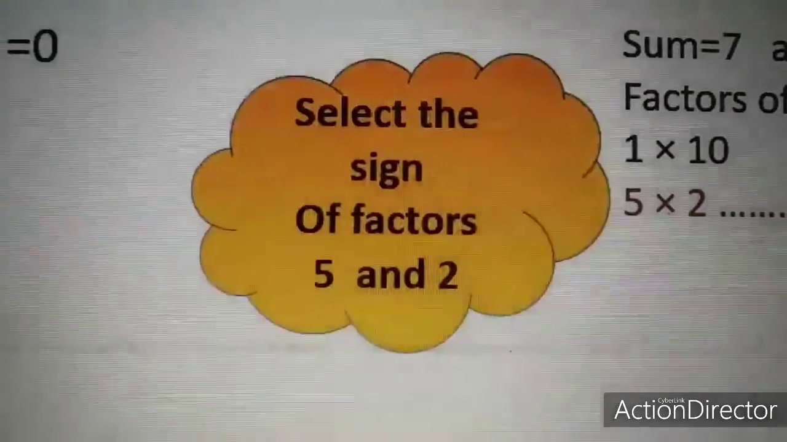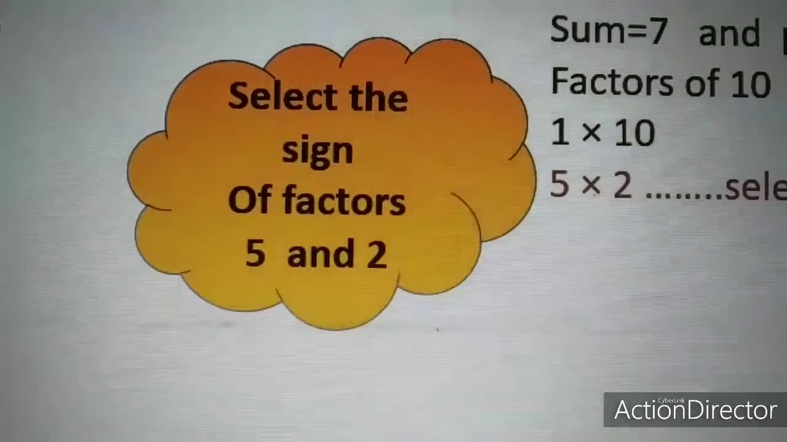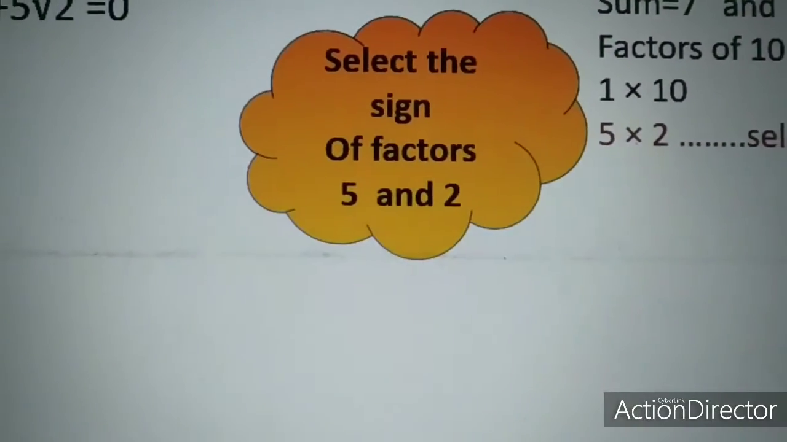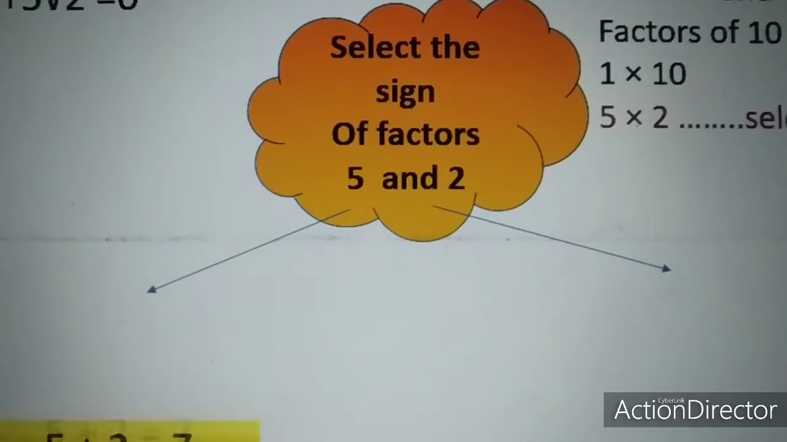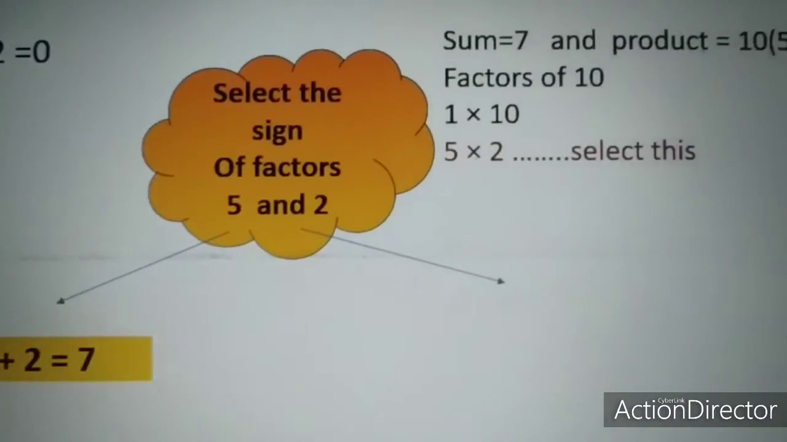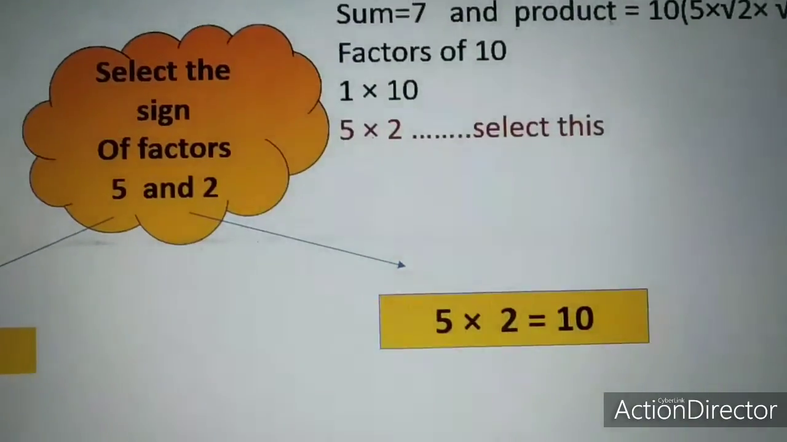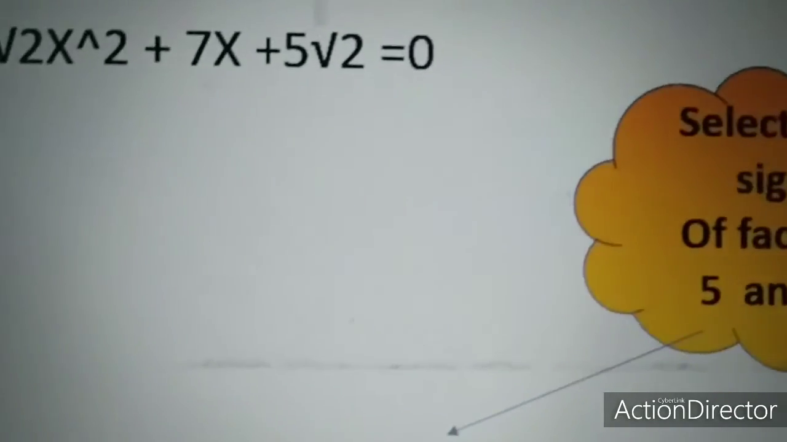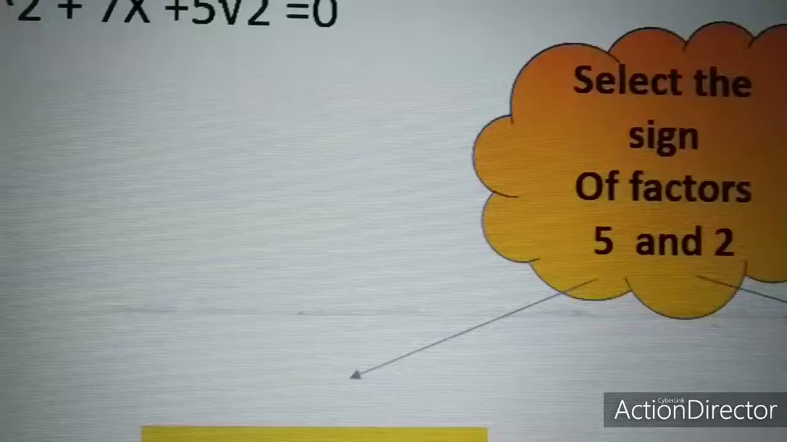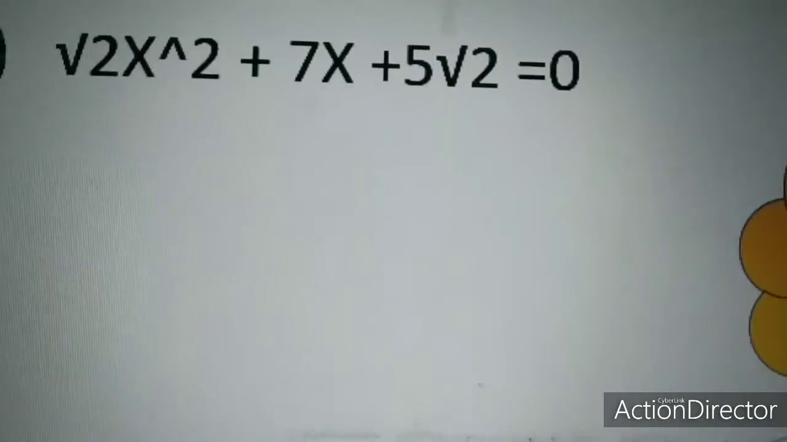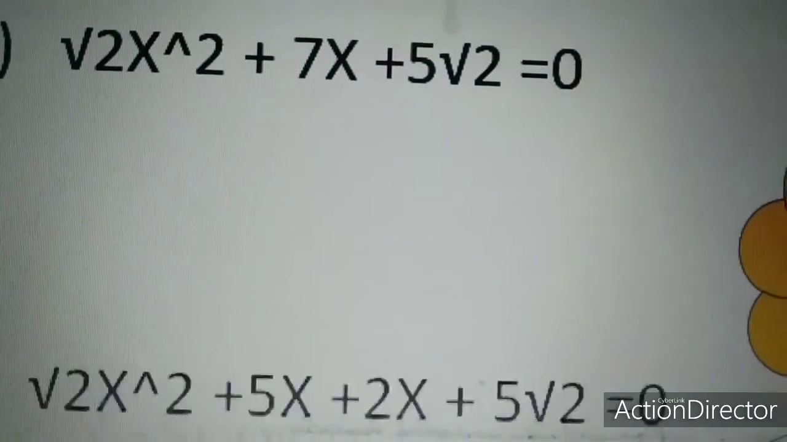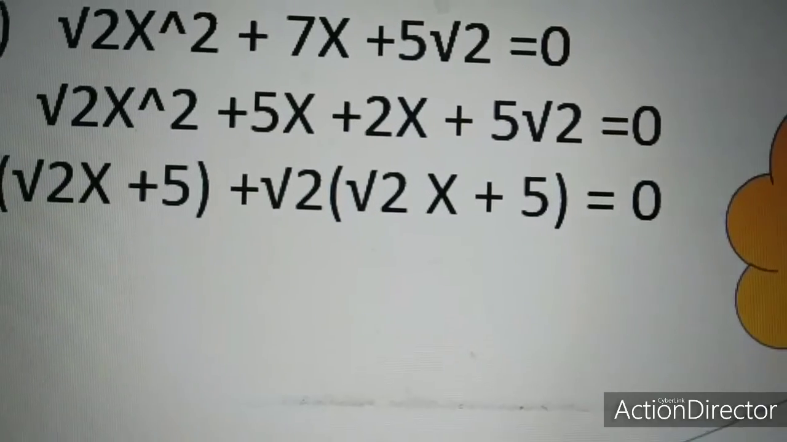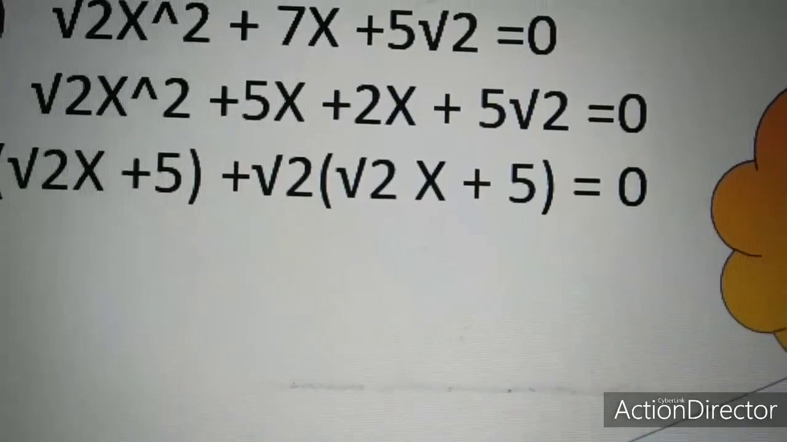Now let me decide the sign. I am going to take plus 5 and plus 2 because 5 plus 2 is equal to 7. I am getting the sum and 5 into 2 is equal to 10. I am getting the product. So let me split the middle term by using these two factors plus 5 and plus 2. So I am going to write it as root 2 x square plus 5x plus 2x plus 5 root 2 equal to 0.